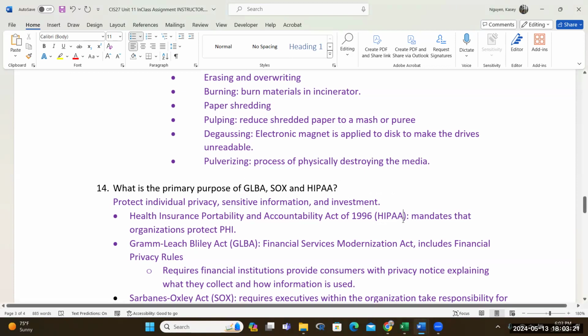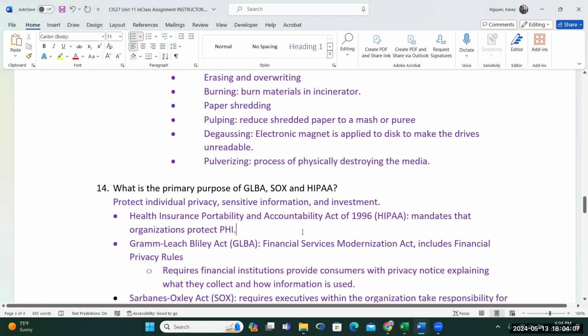HIPAA has been updated as recently as 2020, but it was established in 1996. It mandates that organizations that have healthcare information must protect it. This is why when you go to the pharmacy, you have to stand at a distance so that you don't hear the private information. When the doctor sends things, or if your family members want to get your information, you have to authorize that. Similar to FERPA, right? They can't just disclose your information to anyone without authorization.